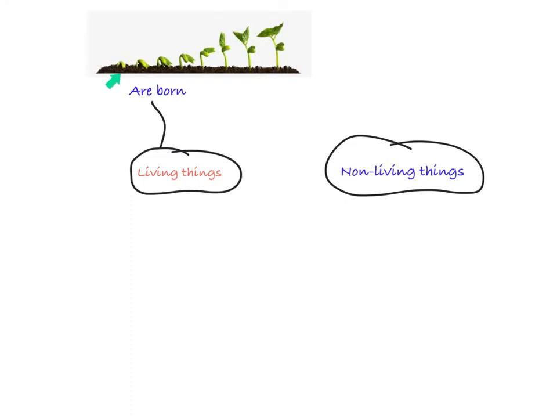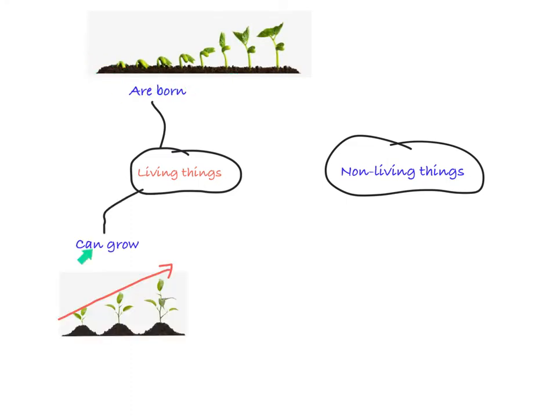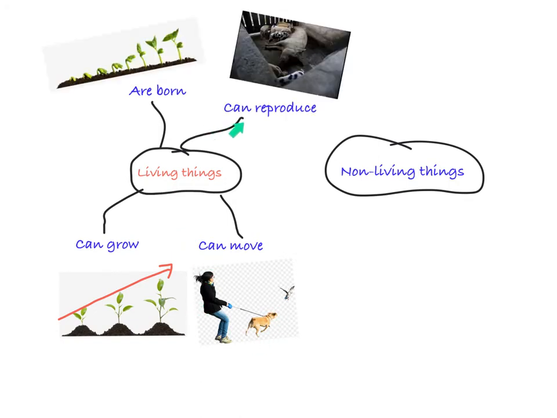Living things are born. Living things can grow. Living things also can move. Living things can reproduce. And finally, living things can die.